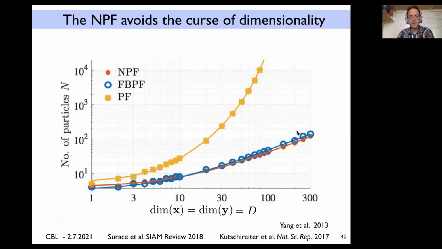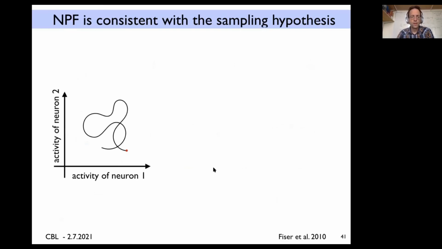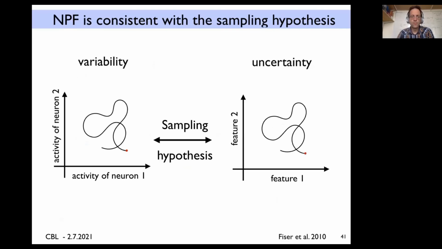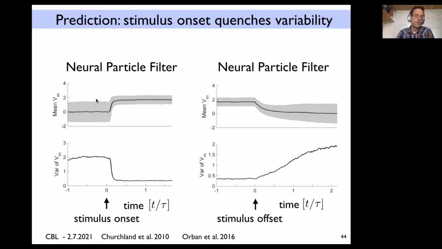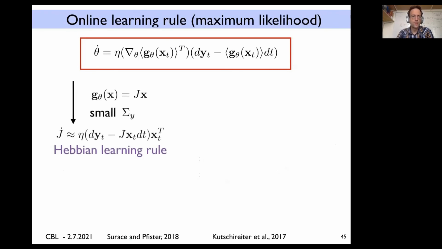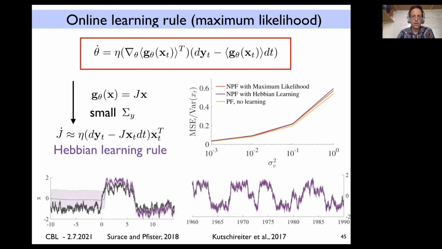So here, really, this sounds like a big promise for particle-based filters. And this probably appeals because it's consistent with the sampling hypothesis. It also has this flavor that when there's a stimulus onset, the variability decreases, with a little twist: this quenching of variability happens at one time scale, but we predict that there should be another time scale for the recovery after the stimulus offset. This could be nicely checked as well. So maybe I skip this one.